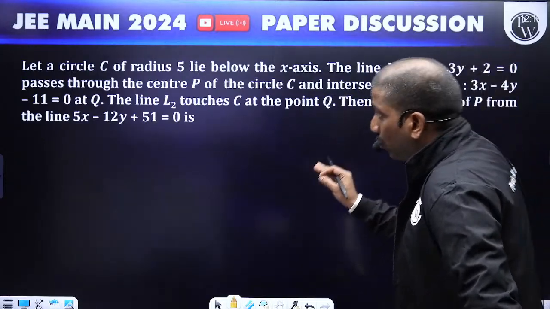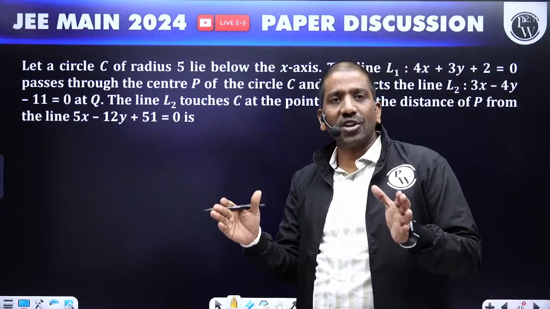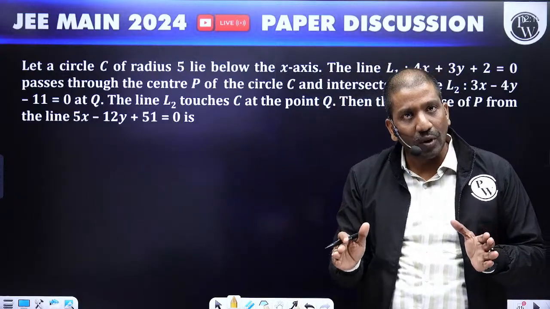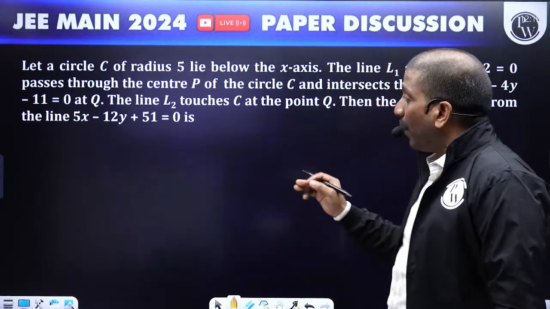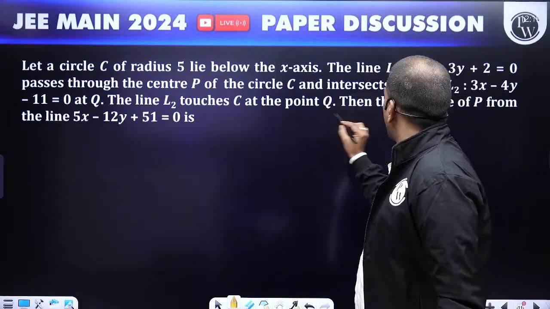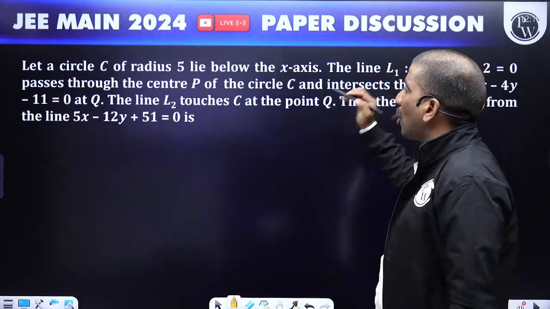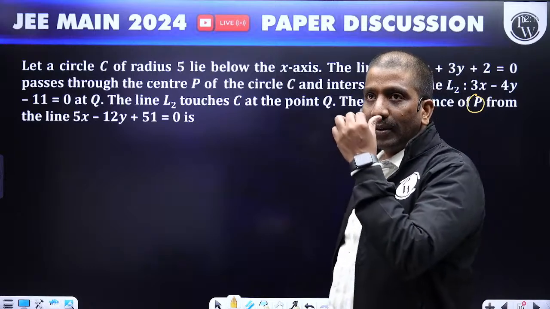In order to find it, that is very simple. The formula is (ax1 plus by1 plus c) by root of a square plus b square. But the problem is that the point P is not known to us. We need to find P.